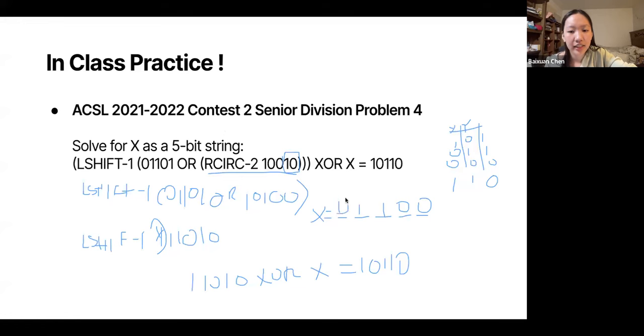Oh yeah, sorry. X is 0 here because it returns a 1. Sorry, I saw that wrong. Yeah, the chat is right. So it'll be 0, 1, 1, 0, 0 because the 1 and the 0 will return a 1. Okay, so let's keep going.